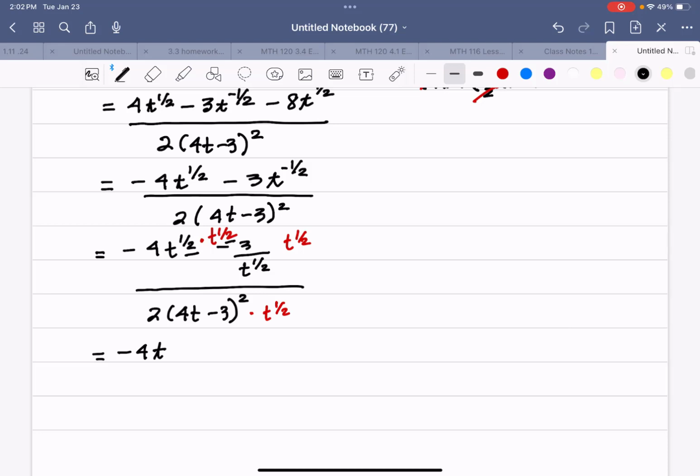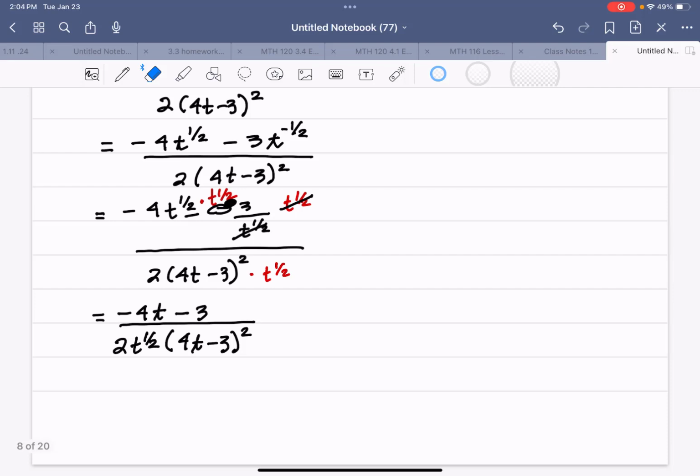And then let's see, we have a minus 3. See, that's going to cancel out, and that minus 3 is all that's left. That's 4t minus 3 over 2t to the 1/2. I'm just going to put that in the front. And (4t minus 3) quantity squared.